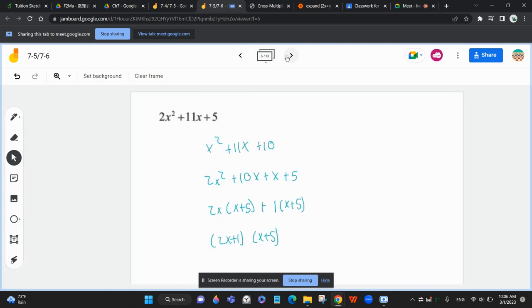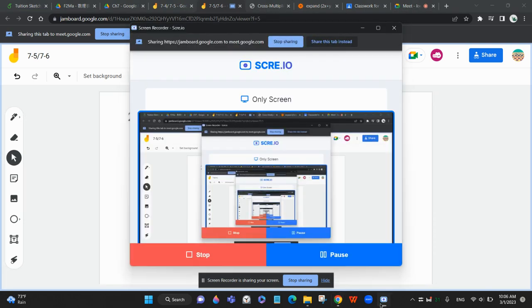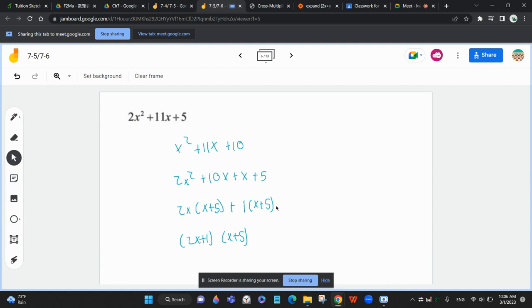Okay, yeah. So x squared plus 11x plus 10. So you move 10 and then x plus 5. And then you factor the 2x out. Yeah, correct. I guess your method is a bit faster.